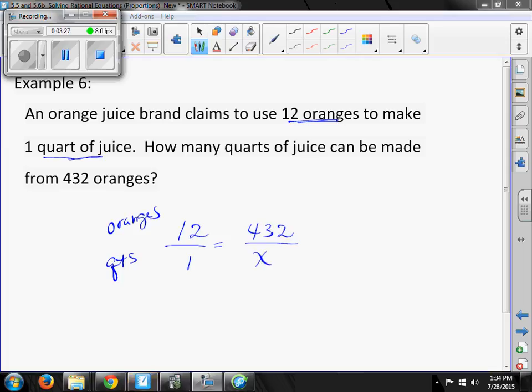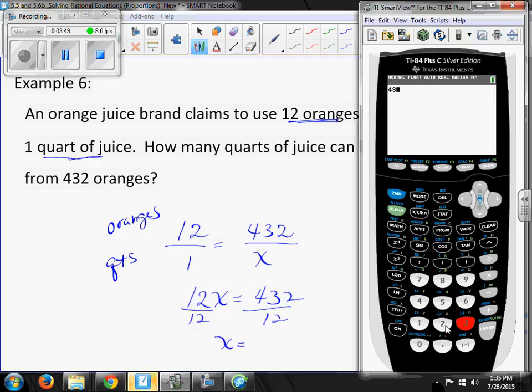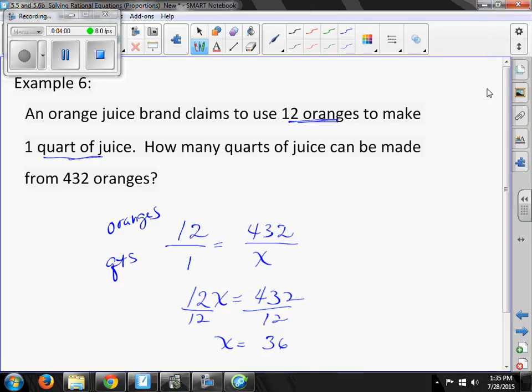Now there's different ways of writing the proportions, but you have to be consistent with the way you write it. So cross multiply, I'll have 12X is equal to 1 times 432, which is 432. And if I divide by 12, I'll have X equal to, my calculator will divide that, 432 divided by 12 would be 36. X is equal to 36. So what was my question? How many quarts of juice can be made from 432 oranges? It would be 36 quarts.